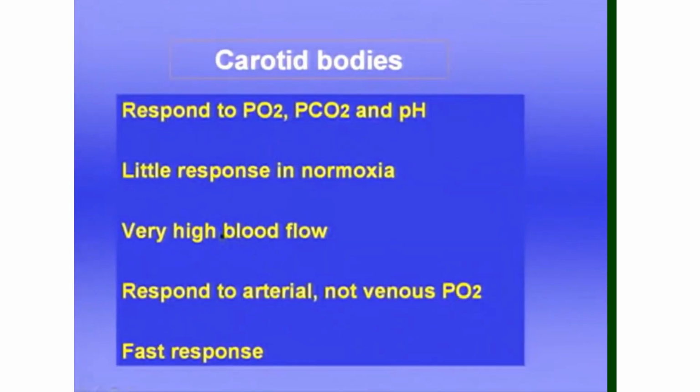I emphasize the very high blood flow in relation to the mass of the organ. It therefore responds to arterial, not venous PO2, and it's got a fast response. So those are some of the features of the carotid body.